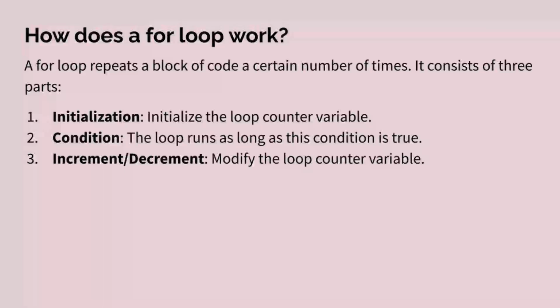Before getting into the details about JavaScript loops, we should know how a JavaScript loop works. A JavaScript loop has three parts. First is initialization, which initializes the loop counter variable. Second is condition, the loop runs as long as the condition is true. Third is increment or decrement, which modifies the loop counter variable. This is how a loop in JavaScript works.